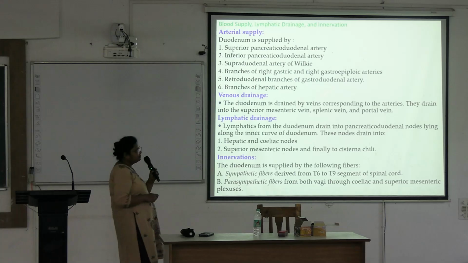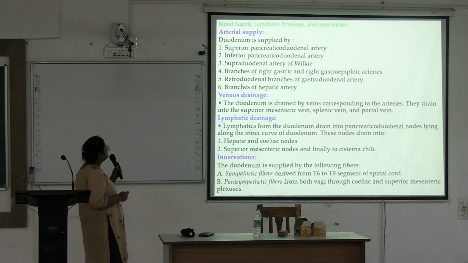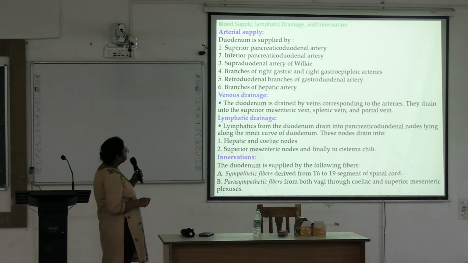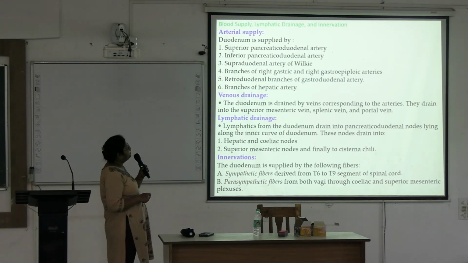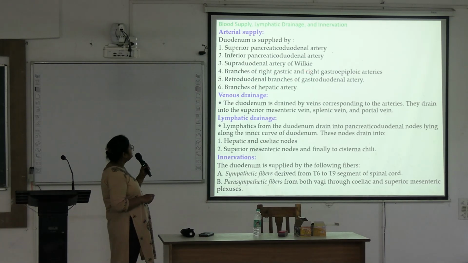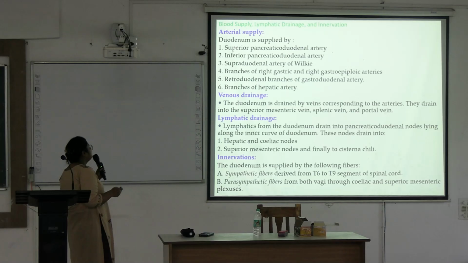Next we are going to the blood supply, lymphatic drainage and innervation. First, the arterial supply. The duodenum is supplied by the superior pancreaticoduodenal artery, inferior pancreaticoduodenal artery, supraduodenal artery of Wilkie, branches of the right gastric and right gastroepiploic arteries, retroduodenal branch of the gastroduodenal artery, and branches of the hepatic artery. All these are supplying the duodenum.